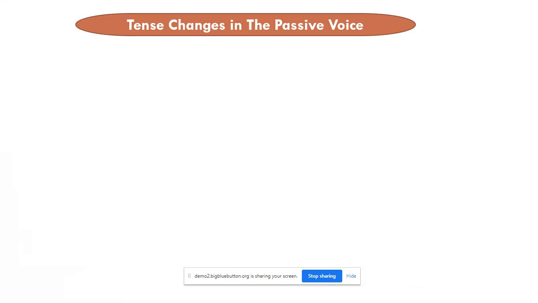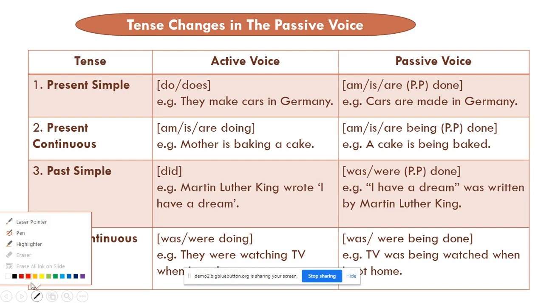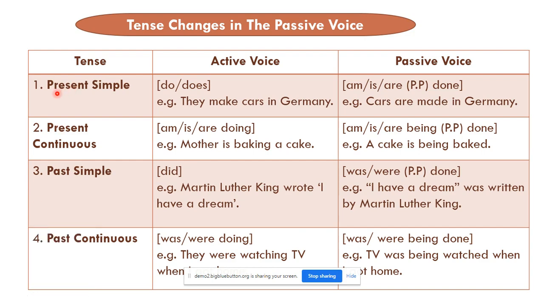Look at this table. This is the tense change in the passive voice. Here I have the tense in this column, and here an example, a sentence in the active voice, and a sentence in the passive voice within the same tense. The tense here, let's talk about the present simple. You know that the present simple is do or does according to the pronoun that is used. The example here: they make cars in Germany.